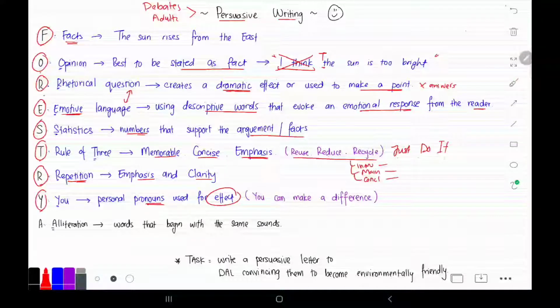All right? One thing that you might want to keep in mind is the use of alliterations, which are words that begin with the same sounds. And why do we use that? Because it just makes our writing a little bit more attractive.